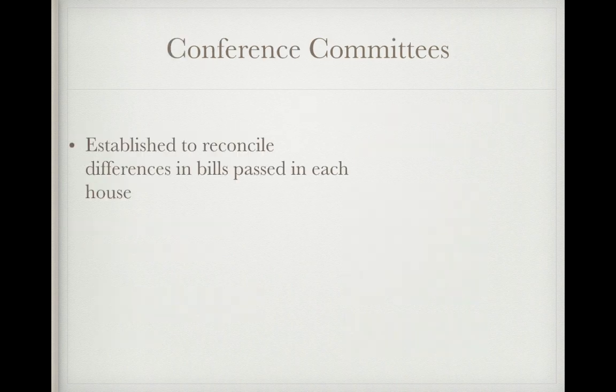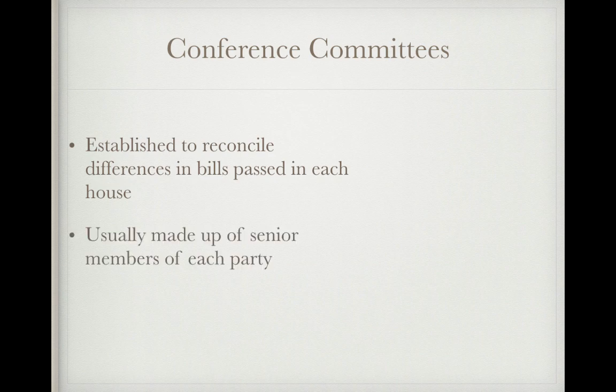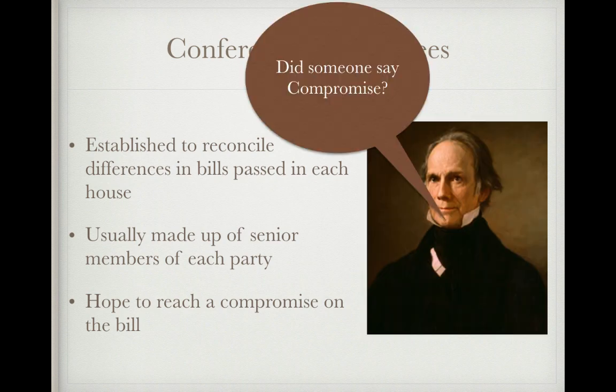Conference committees are established to reconcile differences in bills passed in each house. So for example, if the House passes one bill on, let's say, taxes, and the Senate passes a bill on taxes, but it's slightly different, then a conference committee would be created to help work those out. And these are usually made up of senior members of each party. And they hope to reach a compromise on the bill. And Henry Clay's like, yo, did somebody say compromise?